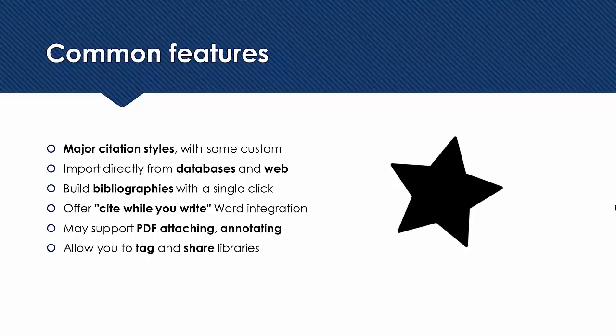These programs support citing in major citation styles such as APA and Chicago with some custom styles such as ACS. You can import directly from library databases and from the web. You can build bibliographies with a single click. There's easy integration with word processing programs like Word and sometimes even Google Docs. And these programs often support PDF attaching and annotating, which allows you to work with your reference materials within the programs. You can also tag and share your libraries with your colleagues.